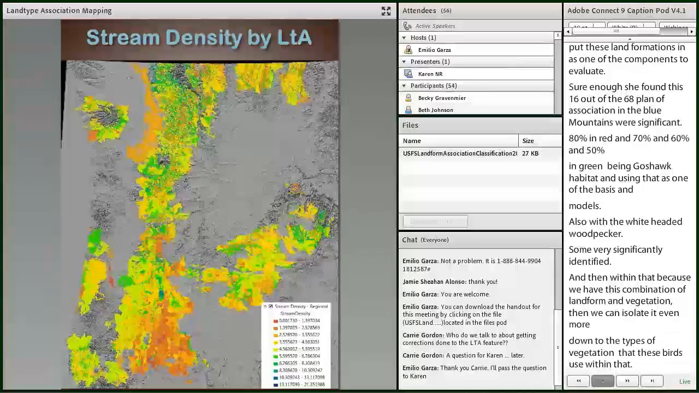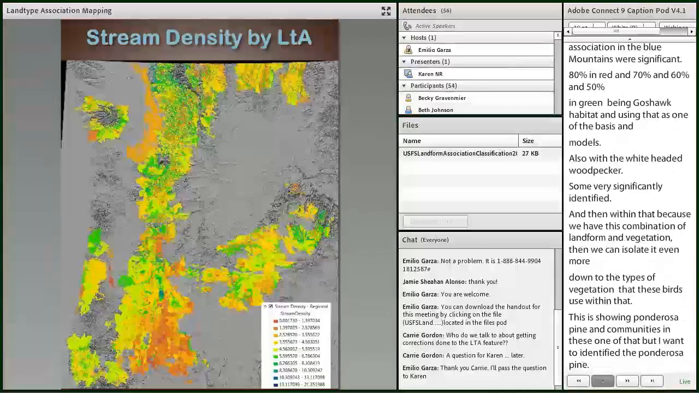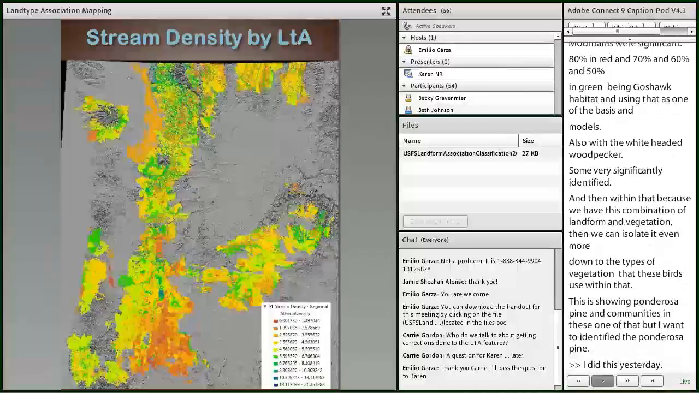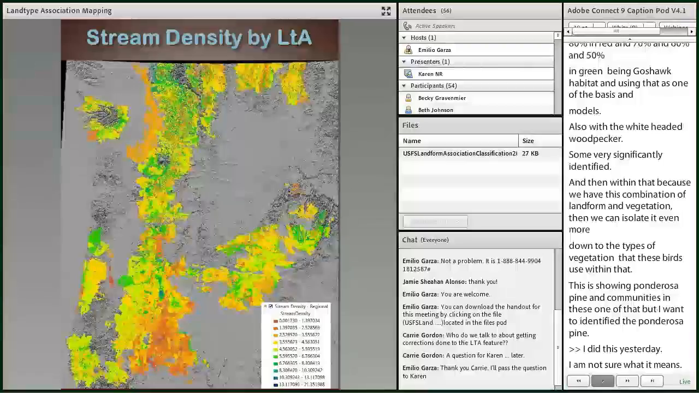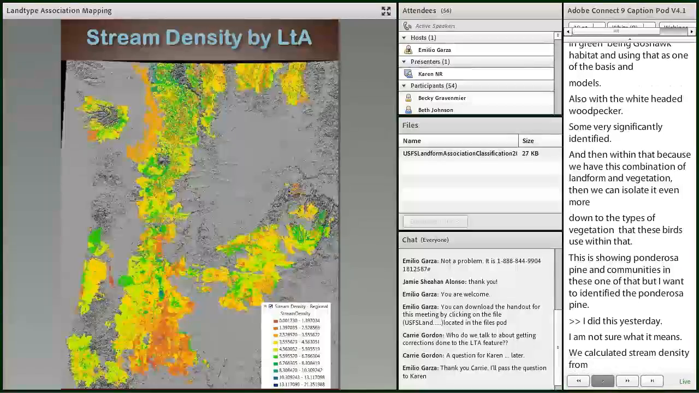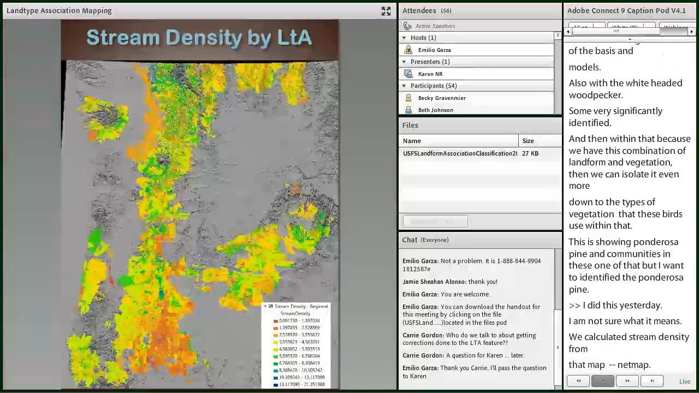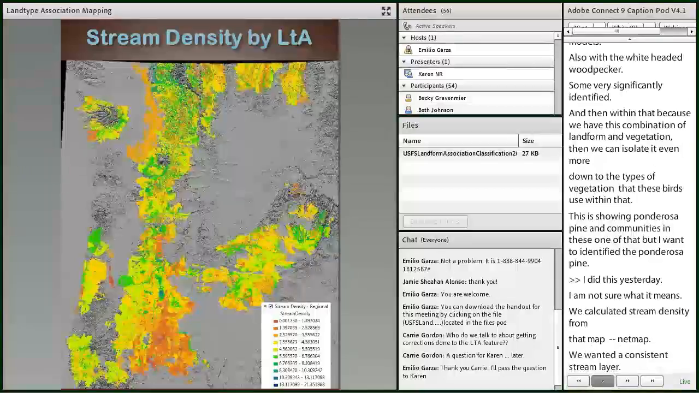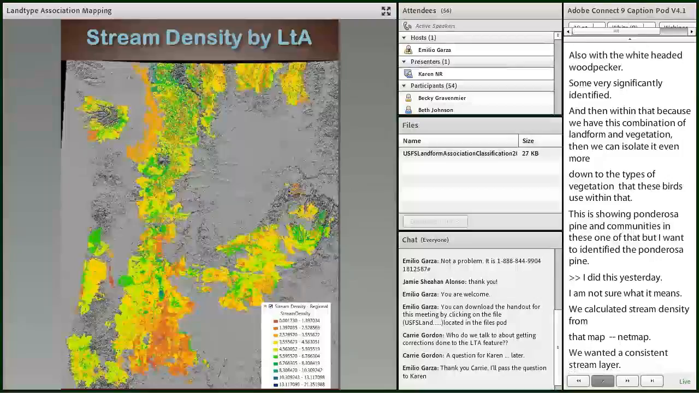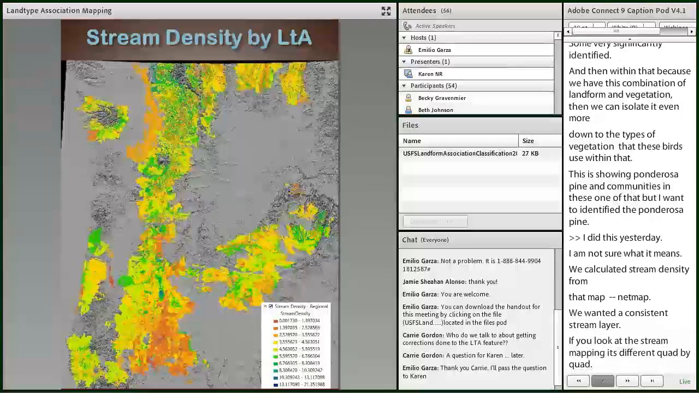I did this yesterday. I'm not sure what it means, but we calculated stream density from NetMap. I don't know if you're all familiar with NetMap. It's Lee Benda's product from Earth System Institute. We wanted a consistent stream layer. If you look at the NHD mapping, it's different quad by quad by quad. So I thought it wouldn't be fair to use that. So we used Lee Benda's model, which has more consistent stream mapping.